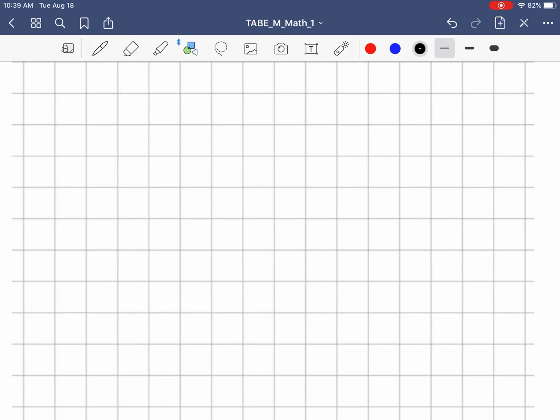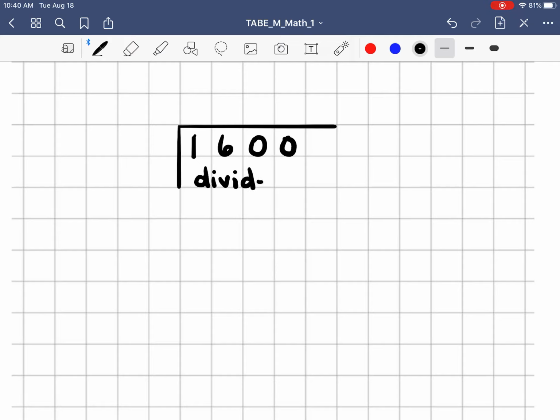So the first thing you want to do is draw the division house, I call it. And inside the division house, you're going to put the 1,600, because that is the total amount, the total number of meters that Michael was able to run. This is called the dividend. So the dividend goes into the house. And I'll tell you what, let me put that right over here, because I'm going to need that space to do my division.